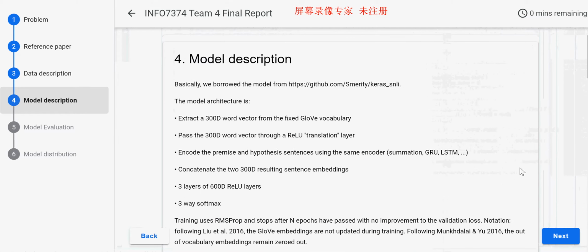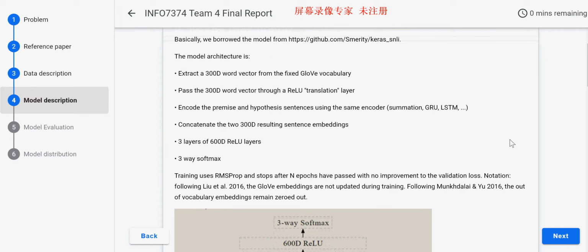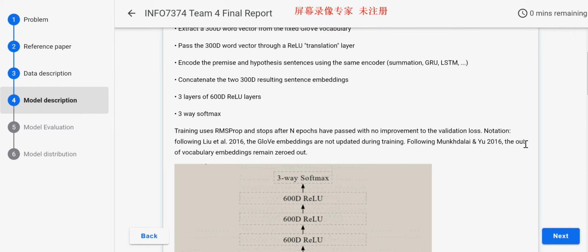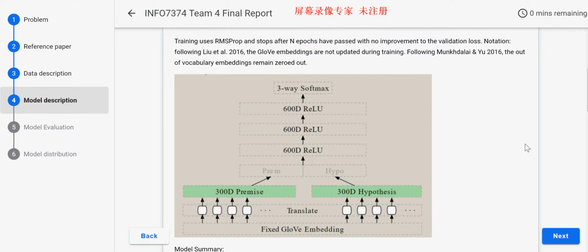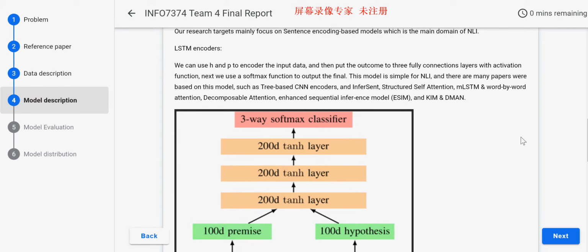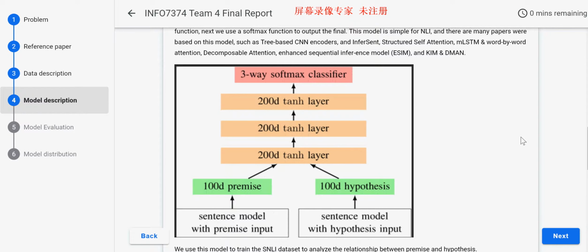And then we set up the model. Firstly, we extract a 300D word vector from the fixed GloVe vocabulary, and then we pass the 300D word vector through a ReLU translation. And then we merge the 600 dimension sentences together, and then we use the ReLU activation function, and then we use three-way softmax to output the solution. This architecture is from the paper we read.